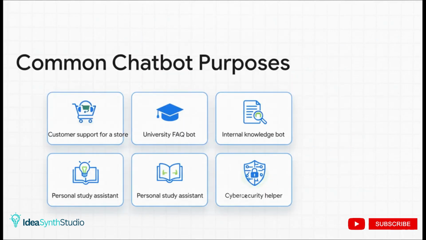Need a few ideas to get the wheels turning? How about a customer support bot for your online store that never sleeps? Or maybe a personal study assistant that can quiz you before a big exam? The possibilities are pretty much endless, but just remember the golden rule. Pick one clear purpose and nail it.